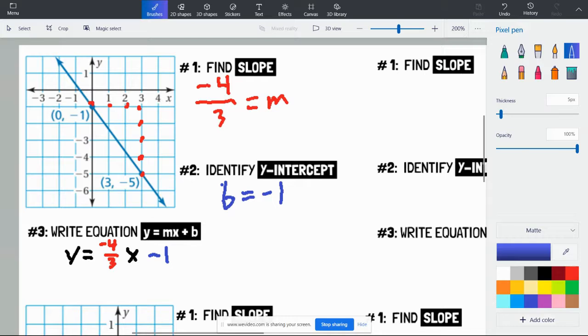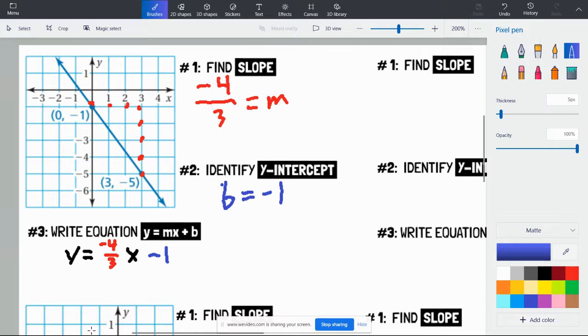Neither is more simple as far as simplest terms go, or simplest form, excuse me. So you can write either way, and both of them will be correct. -4/3 x plus -1 or -4/3 x minus 1. This equation tells us our slope, which is -4/3, and it tells us our y-intercept, which is -1.